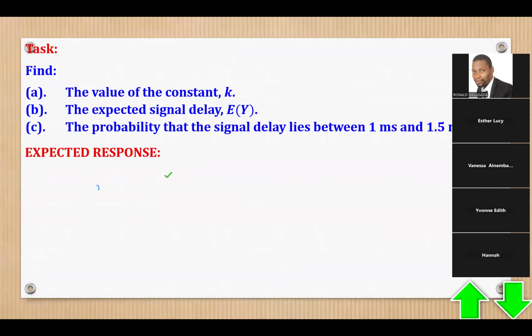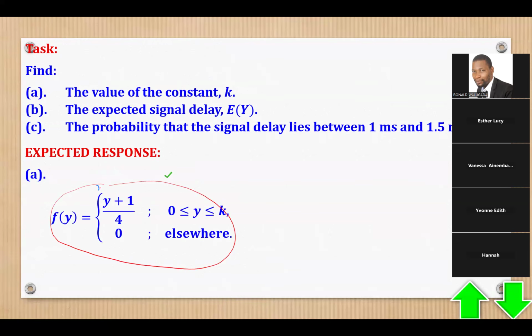So the first thing to do is to write it in the format we know. I think the format we know is this one. This is the format which is easy to work with. After that, we can ask ourselves, how can we get the value of k? Because it is small f(x), integration must come in.